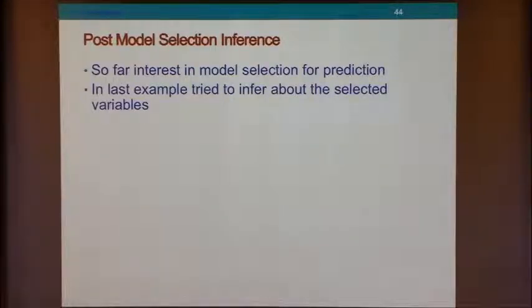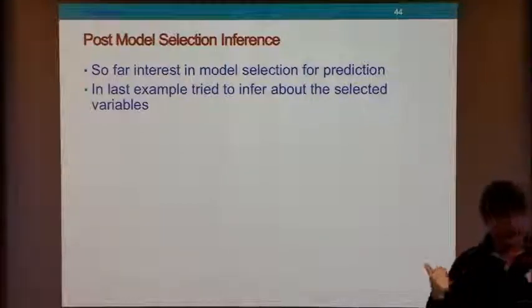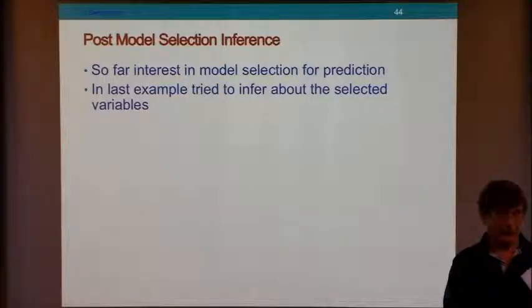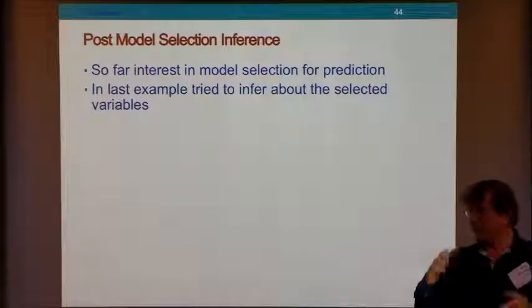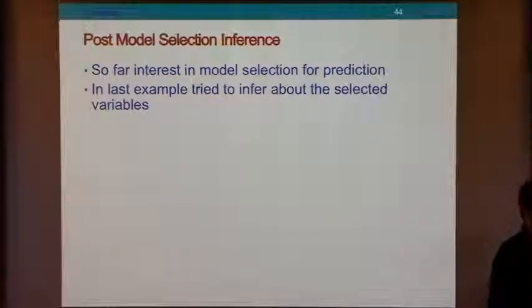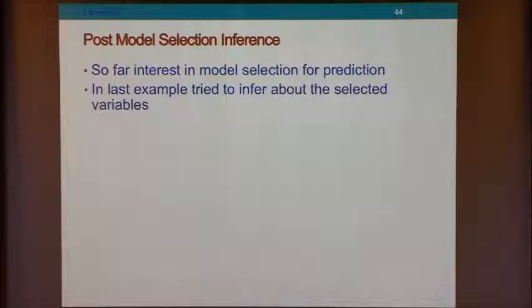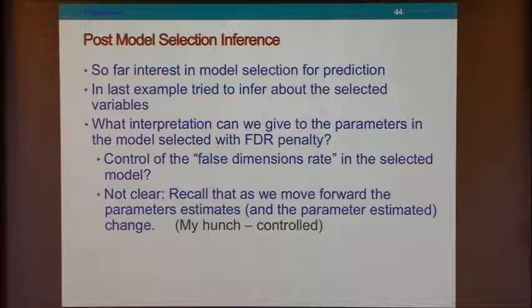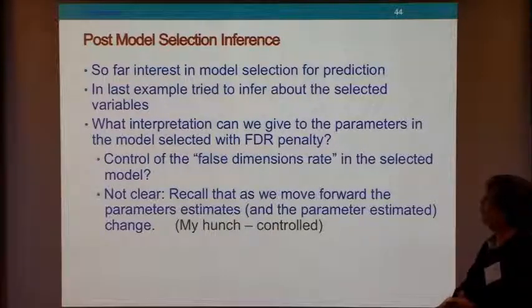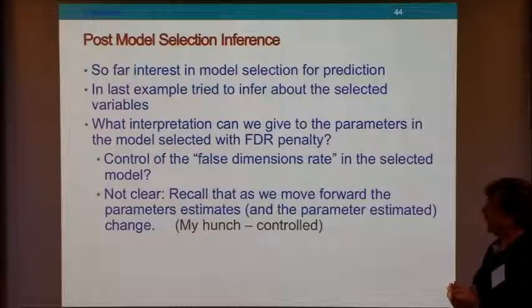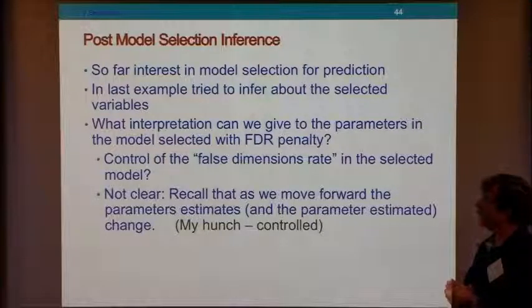So far, we've talked about model selection in prediction. But the last example actually shows that even if you do prediction, you're interested in what you found. The interest here is not merely to get a good prediction, but to understand by what it was predicted. That explanatory thing is of interest. And so the question is, what interpretation can we give to the parameters in the model selected with FDR penalty?